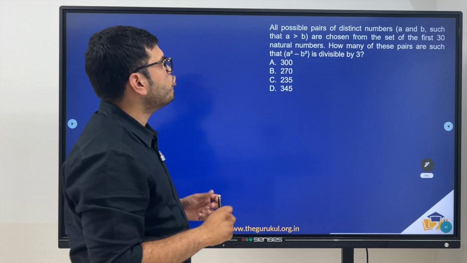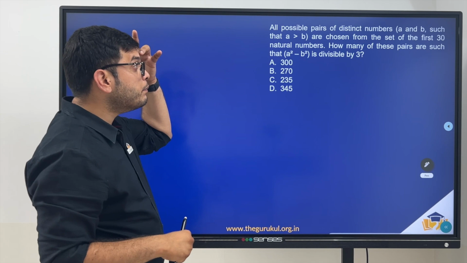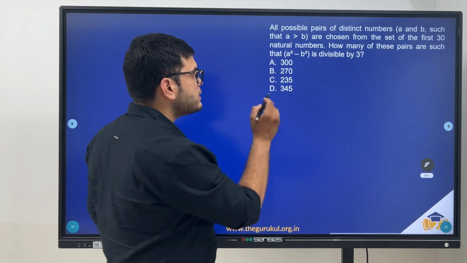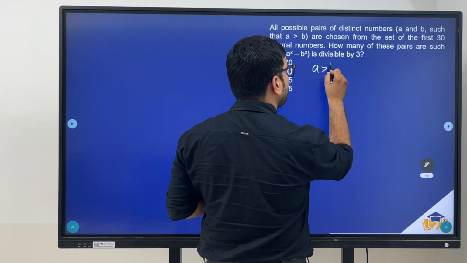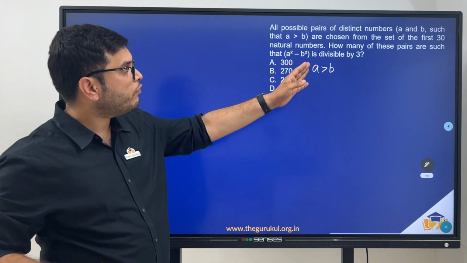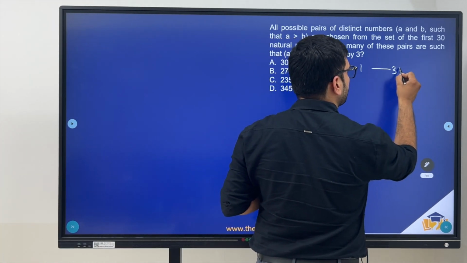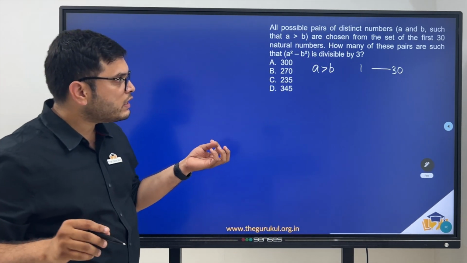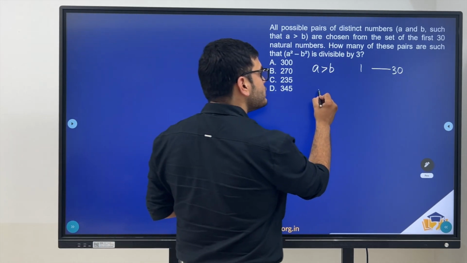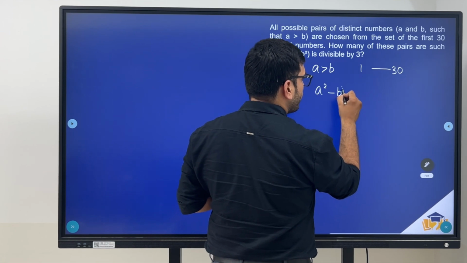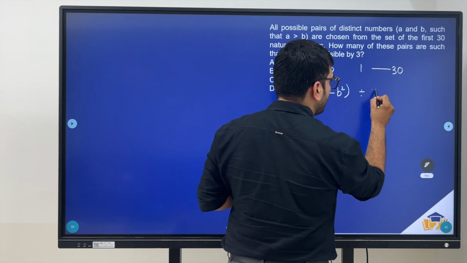Now coming to the first question, all possible pairs of distinct numbers A and B such that A is greater than B, A should be strictly greater than B, are chosen from a set of the first 30 natural numbers. So from 1 to 30. How many of these pairs are such that A square minus B square is divisible by 3?